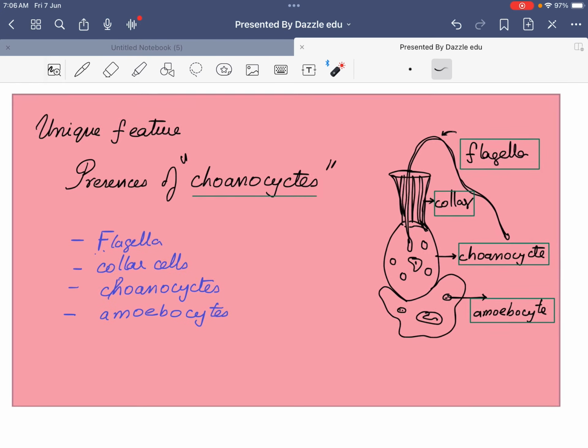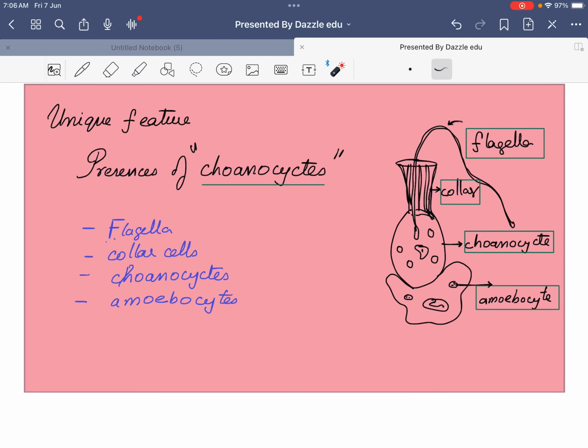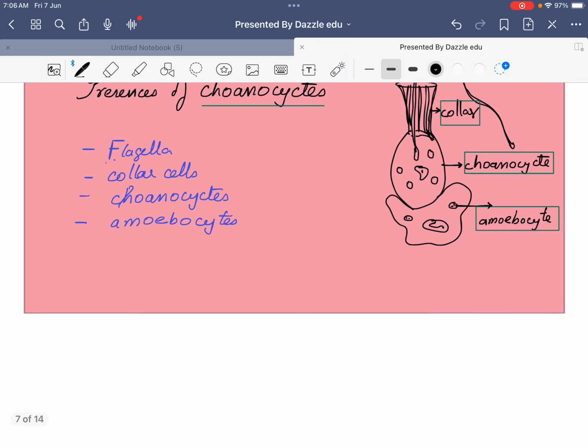The unique feature of poriferans is the presence of choanocytes. Before getting into choanocytes, let's see a little about the body wall of our poriferan. The body wall of poriferans, as we mentioned, is diploblastic. The outermost layer, you can call it the ectoderm, is composed of special cells called pinacoderm.